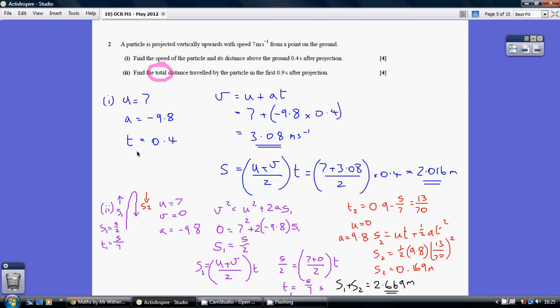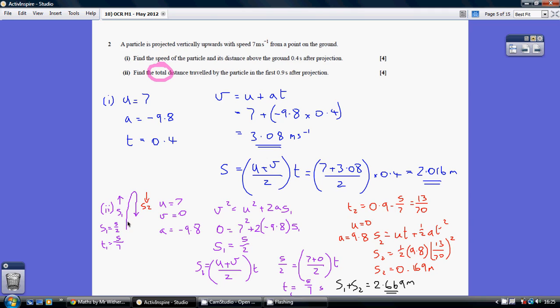Now for part 2, you've got to be careful. It says find the total distance travelled by the particle in the first 0.9 seconds after projection. So you can't just use s equals ut plus half at squared, because that will give you the net distance travelled, but we don't just want to know the net distance travelled, we need to know the total distance, so the total distance travelled up and then the total distance travelled down.